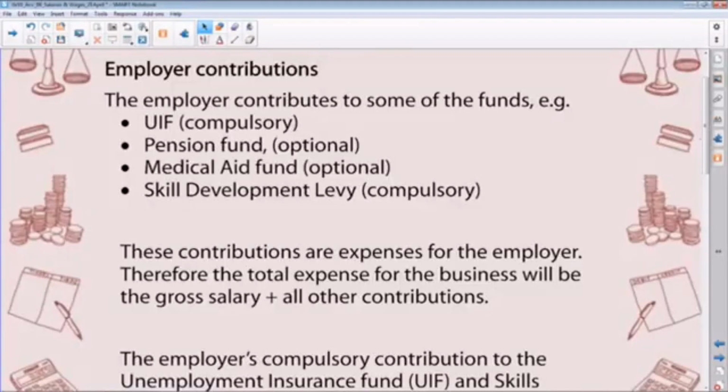But contributions. What contributions do we have? The same thing, again, UIF contributions, it's compulsory. You have a pension fund, which is optional, medical aid fund, which is optional, and then also a skills development levy, which is compulsory. So that's the 4 contributions the employer can make. Now remember, all contributions will be extra expenses to any business. So if they employ someone, they earn a wage. Remember, the gross wage will be the expense for the business, and then also the contributions. That's an extra expense for the business.